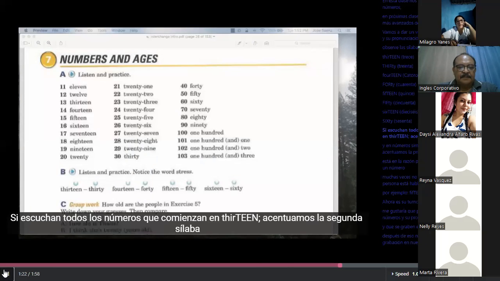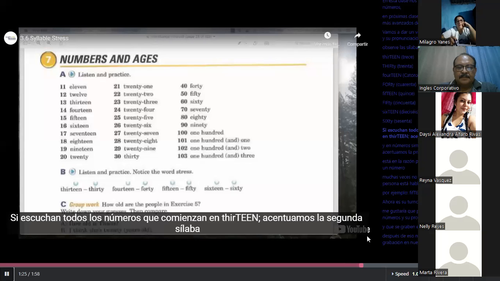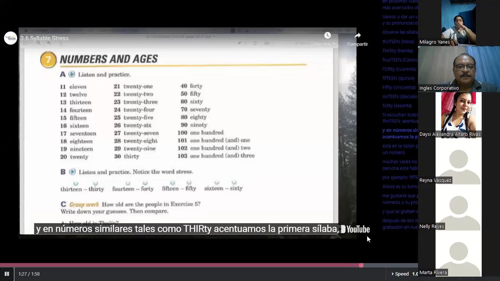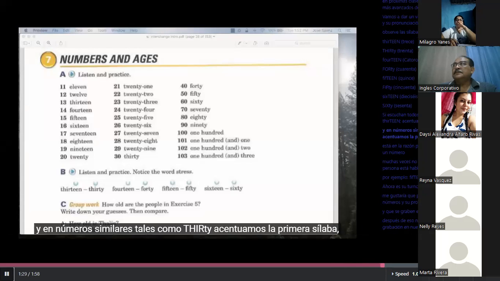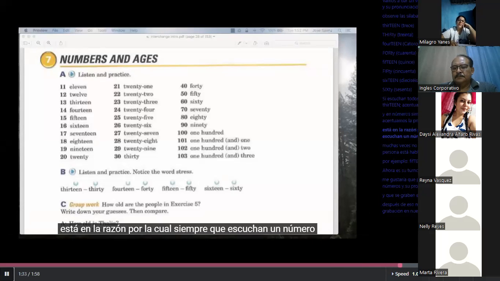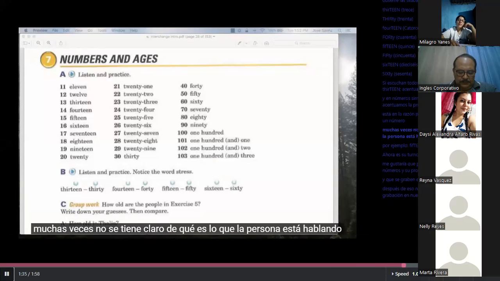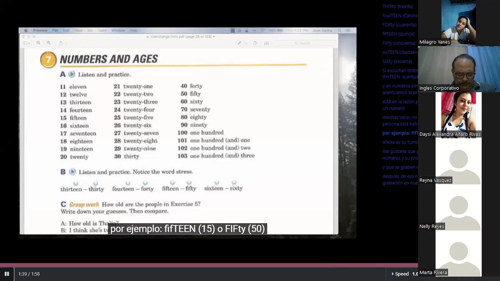If you hear all the numbers starting at 13, we will stress the second syllable, and similar numbers such as 30, you'll stress the first syllable. This is the reason why whenever you hear a number, you may not be clear on whether the person is talking about 15 or 50.